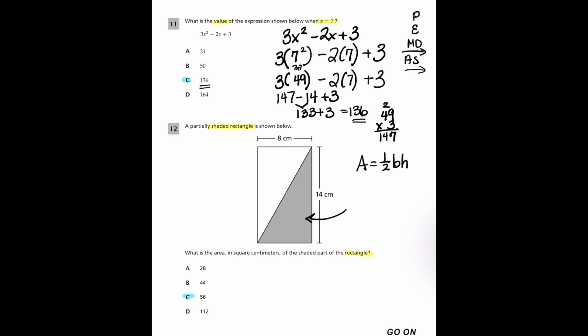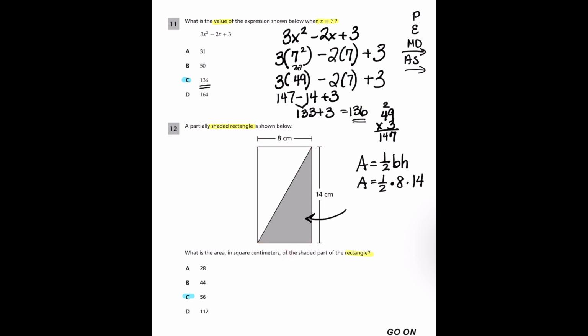Our base in this case is 8. So 1/2 times 8 times a height of 14. And you may be saying, but the base isn't a base at the bottom. Well, notice that these two are parallel to each other and they are exactly the same length. So if this part is 8, its opposite is also 8.